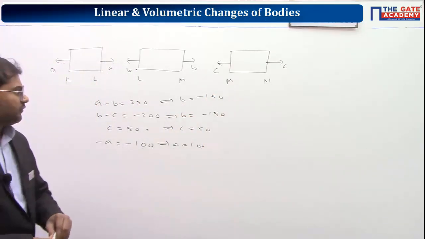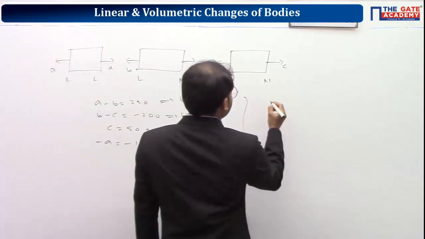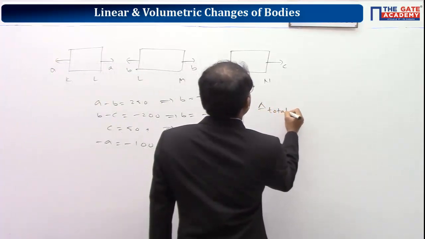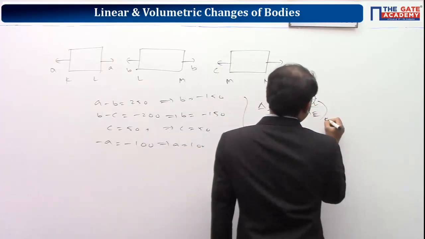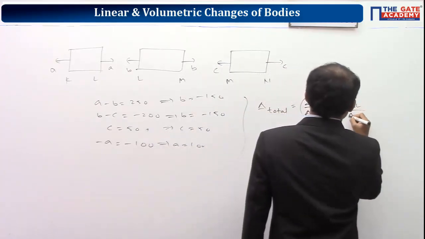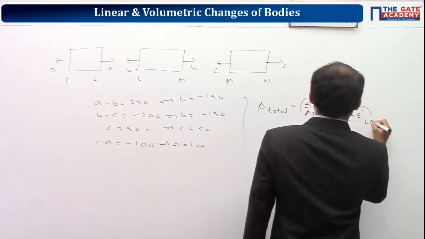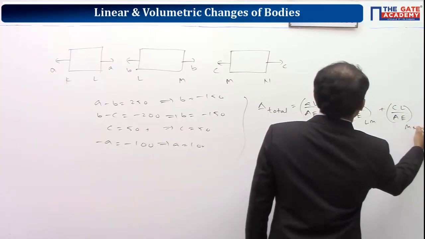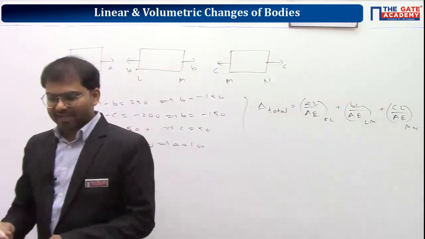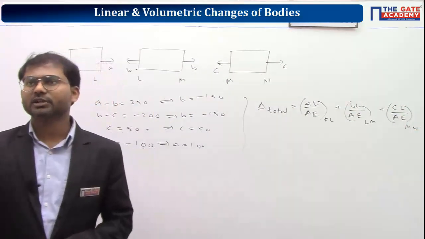So using this, we can get the value of elongation. Delta total is nothing but A into length by area into Young's modulus of KL part plus B into length by area into Young's modulus of LM part plus C into length by area into Young's modulus of MN part. So that gives you the answer as B. You can check the calculation.